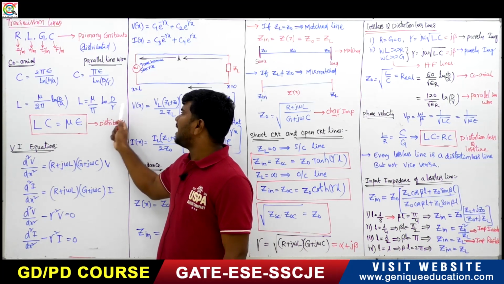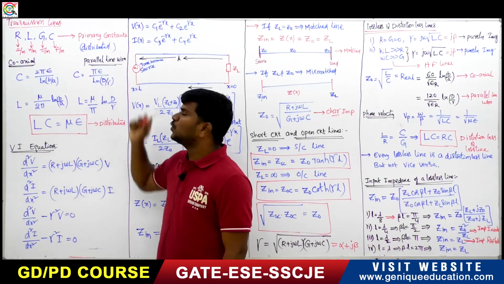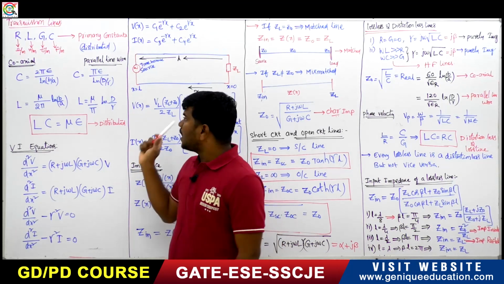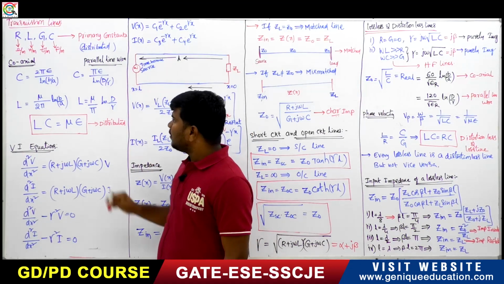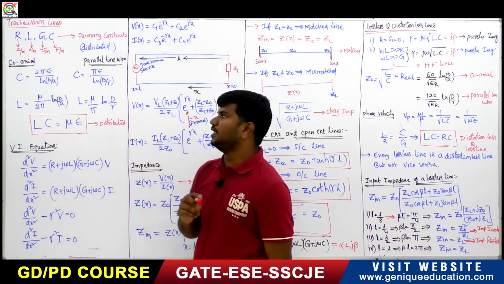What is meant by this D and R? D is the distance between the two parallel lines, and R is the radius of each line. Okay. So these are very important expressions. You should remember this. Okay.